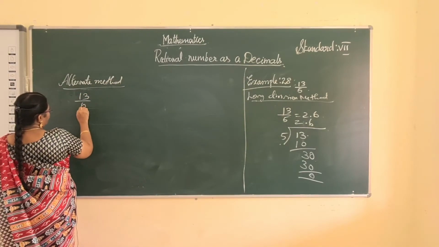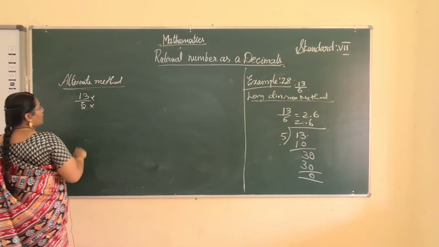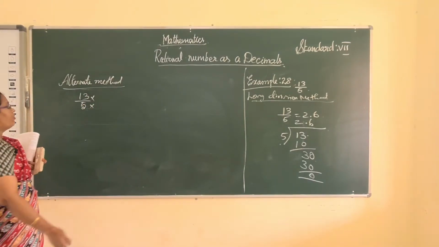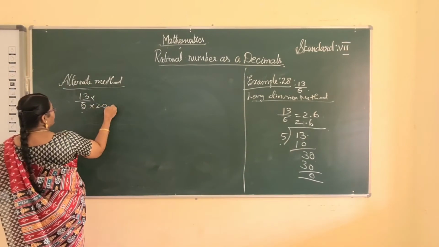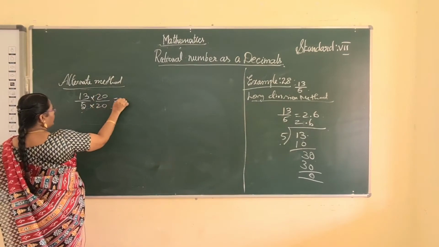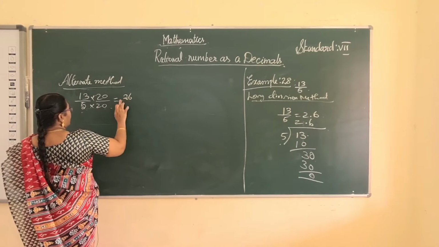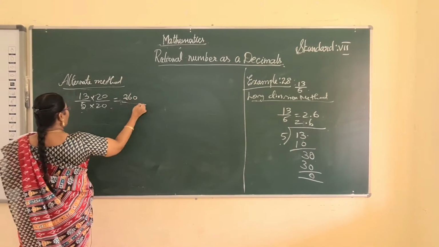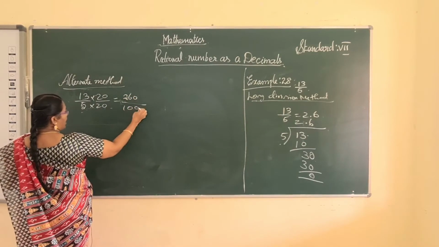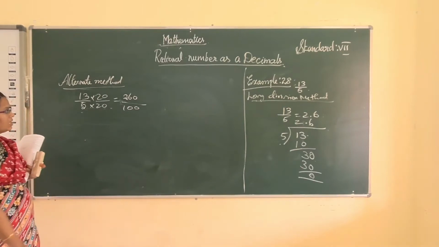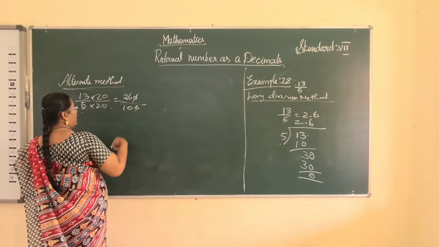13 by 5, is it? Which number do we multiply the denominator by to get a power of 10? 5 times 20 is 100, so we multiply the numerator by the same number. 13 times 2 is 26. Add 0 here, and the denominator value was 100, so the 0 0 will be cancelled.